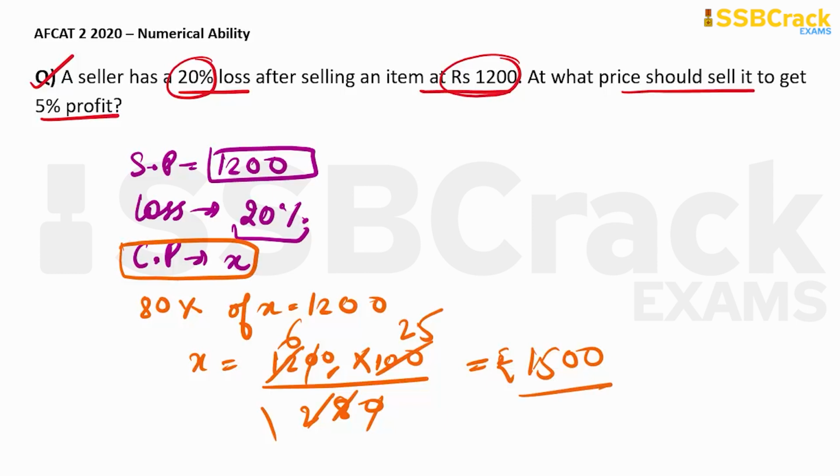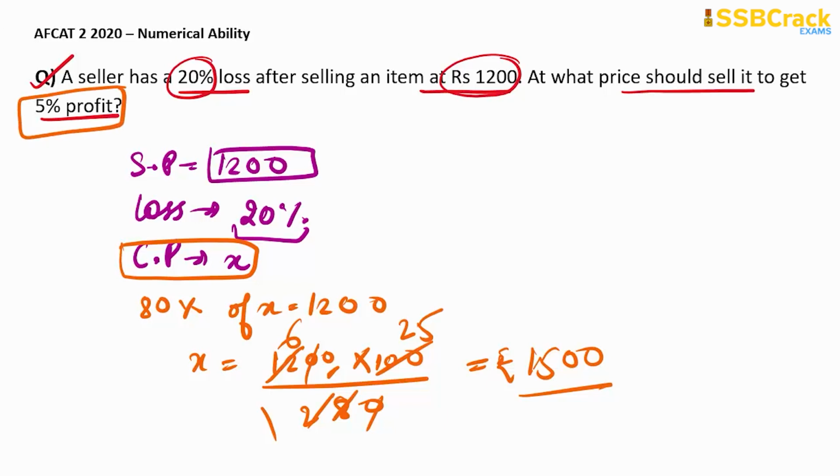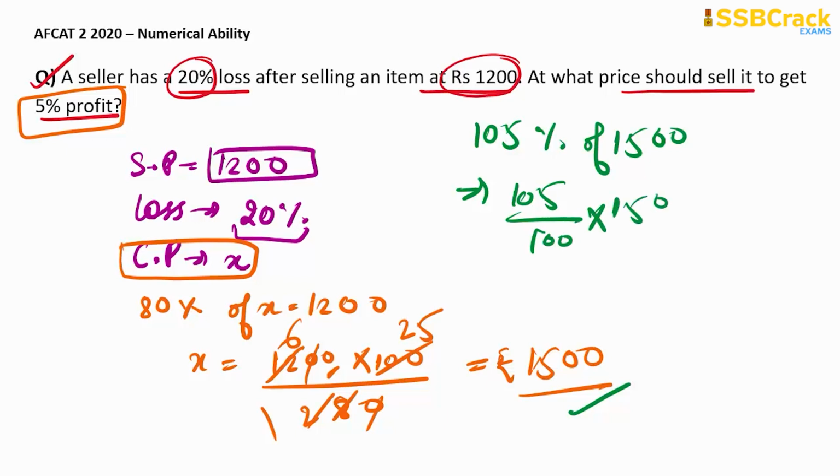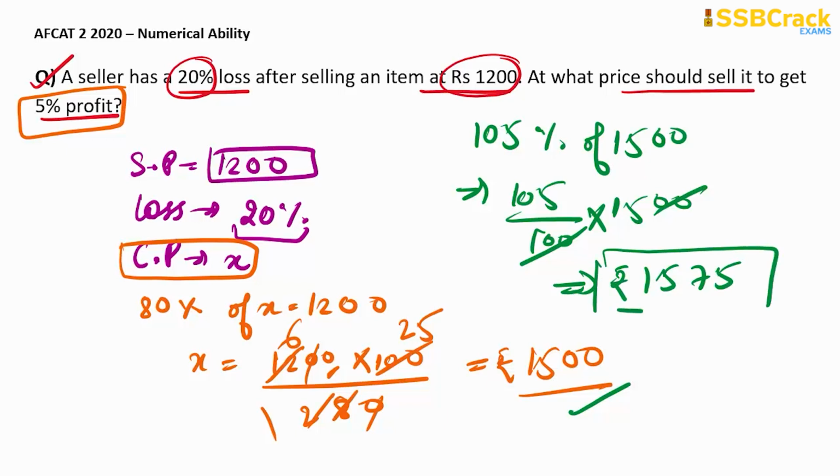Now we have to find the selling price if we get a profit of 5%. So we have to calculate 105% of 1500. So 105% of 1500 will be equal to 105 by 100 into 1500. So these 2 zeros cancel with these 2 zeros. So here 105 into 15 will be 1575 rupees. Okay. So the seller should sell his item at 1575 rupees to get a profit of 5%.